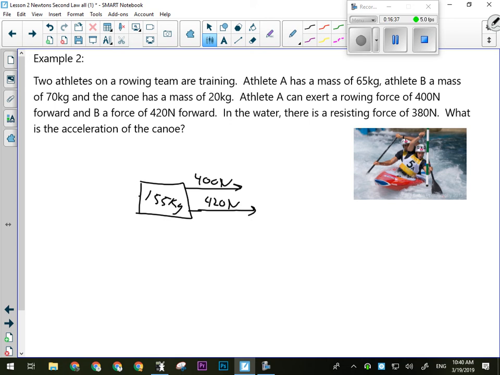And then our resisting force is 380 newtons. All right, so those are the three forces involved. Can I find the vector sum of all forces right now? Yes, and I don't need a vector diagram to do it. These are collinear. Okay, I've got 820 going forward, 380 going backwards, 560?